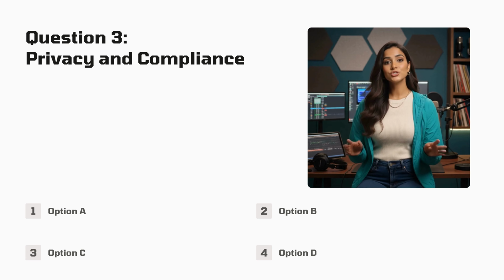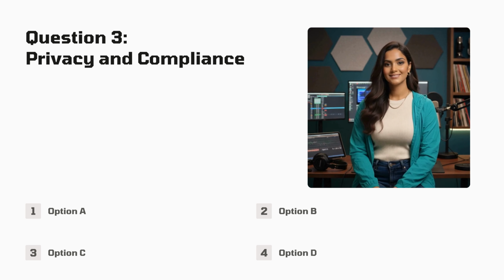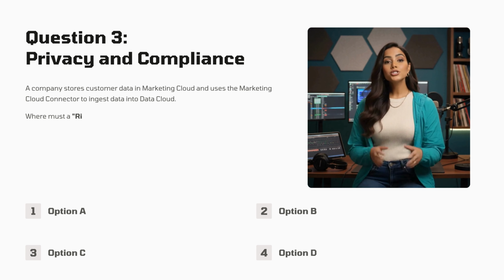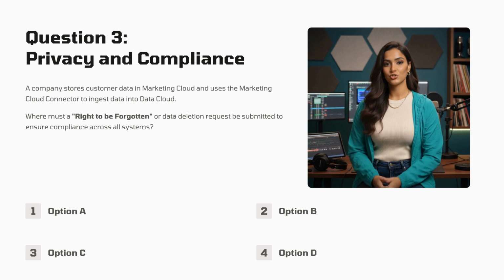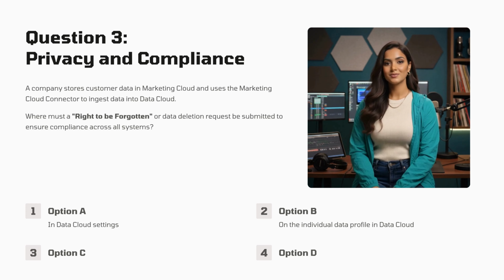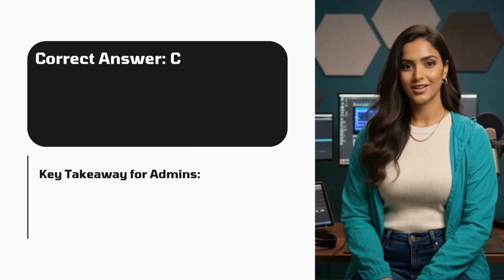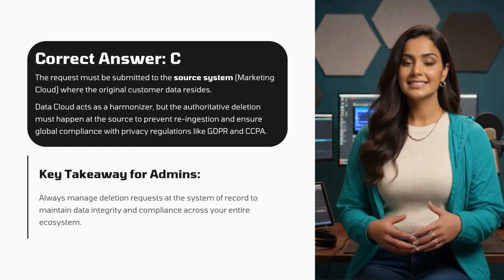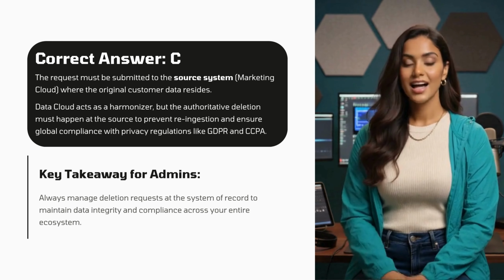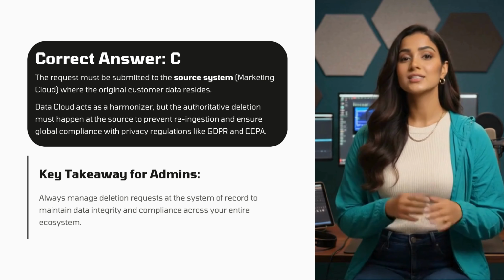Question 3 focuses on privacy and compliance. A company stores customer data in Marketing Cloud and uses the Marketing Cloud connector to ingest data into Data Cloud. Where should a right to be forgotten or data deletion request be submitted? Options: A. In Data Cloud settings, B. On the individual data profile in Data Cloud, C. In Marketing Cloud settings, D. Through Consent API. Correct answer: it must be submitted in Marketing Cloud settings, since that's where the original customer data resides before being ingested into Data Cloud. Always remember, data ownership starts at the source system.